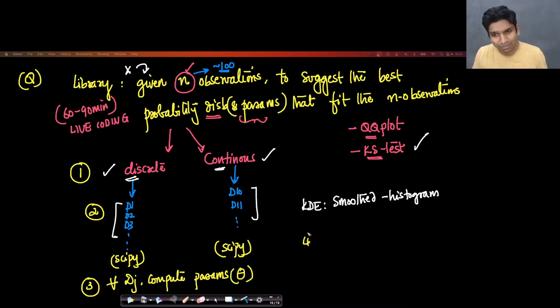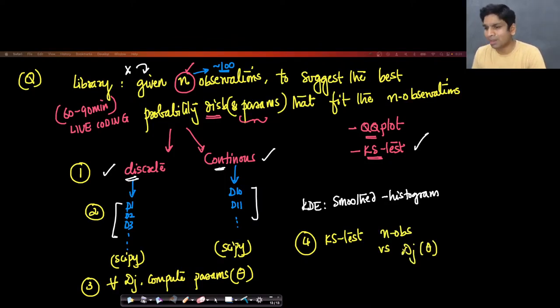Right? Fourth step, do something like KS. Of course, KS is not the best test, but that's okay. KS test between my n observations versus my distribution j with theta as my parameter, right? And fifth step is, whichever gets the best p-value, output that distribution. Simple.